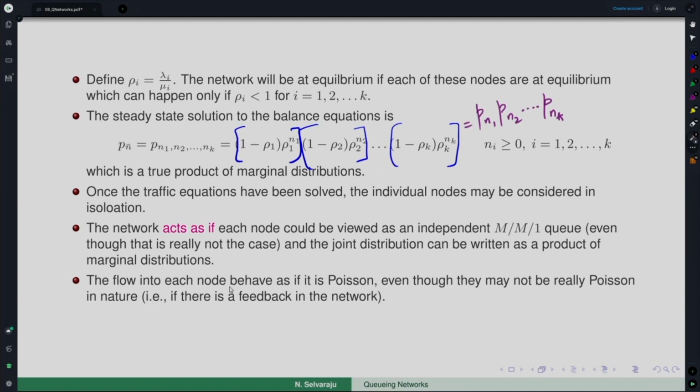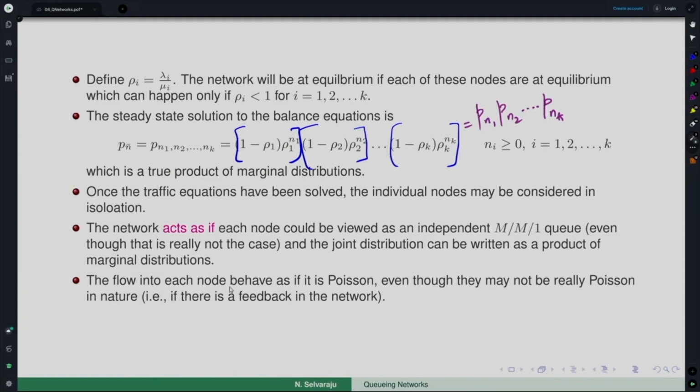When there is feedback in the network, it has been shown in the literature, or it can be shown with a little bit of effort, that if you look at the flow into any particular node internally, it need not be Poisson. One can split that further and go deeper into that, but we are not going to do that. What is relevant here is this.